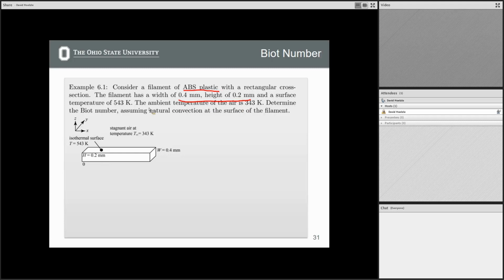And then we're going to say a surface temperature of 543 Kelvin. This is just looking at some standard operating windows. This is above the glass transition temperature for ABS plastic. And say that the ambient temperature of the air, we're using some sort of heated environment, would be 70 Celsius in this environment. So determine the Biot number, assuming natural convection at the surface of the filament. I'm trying to understand: are we losing an appreciable amount of heat to convection via natural convection?